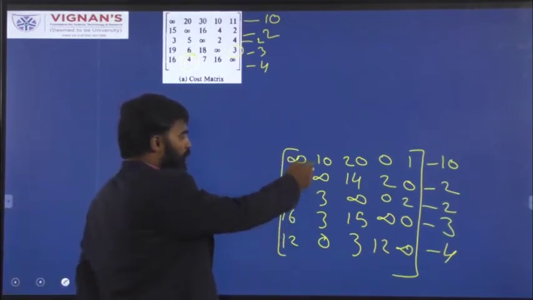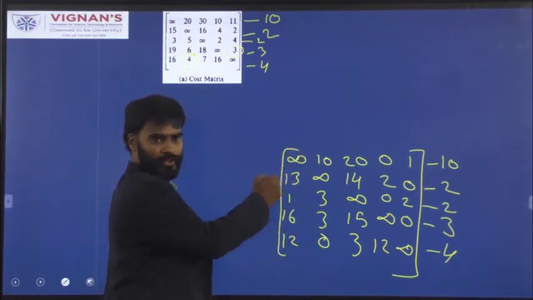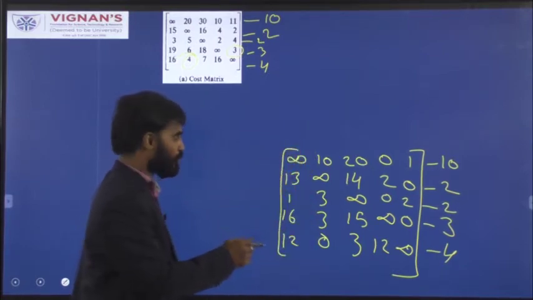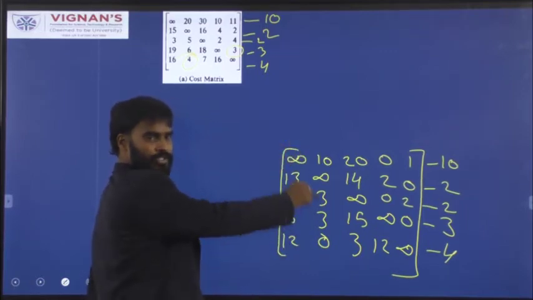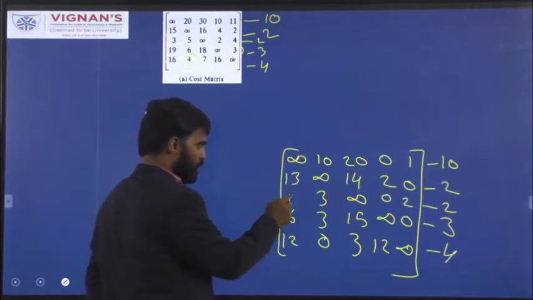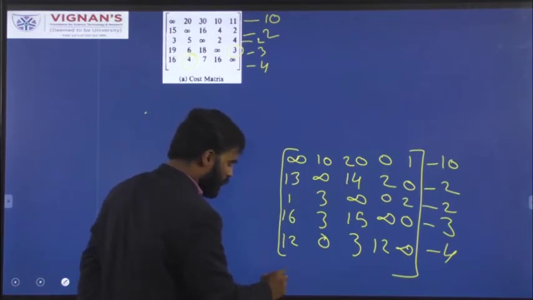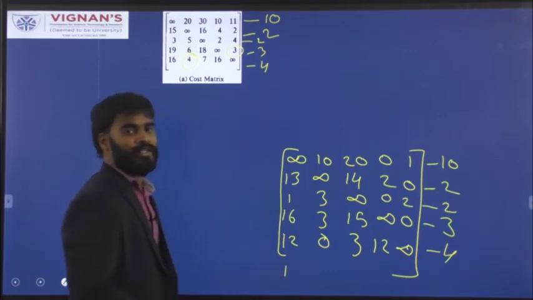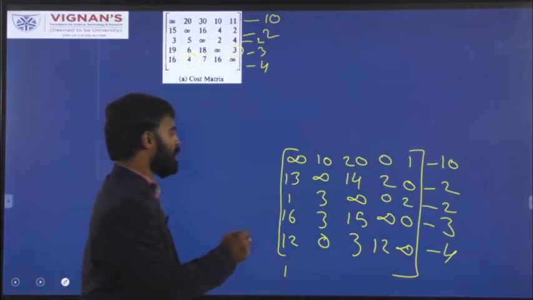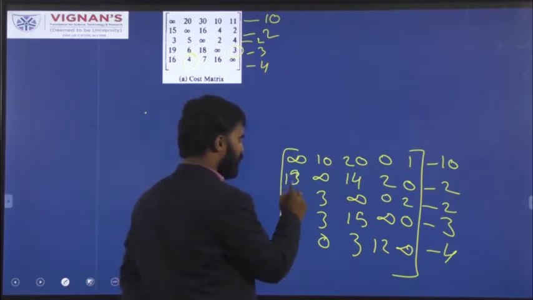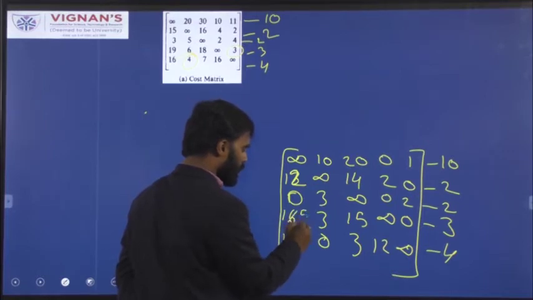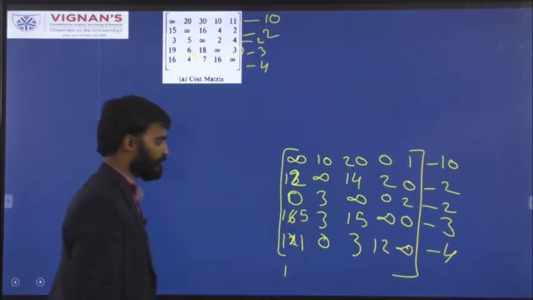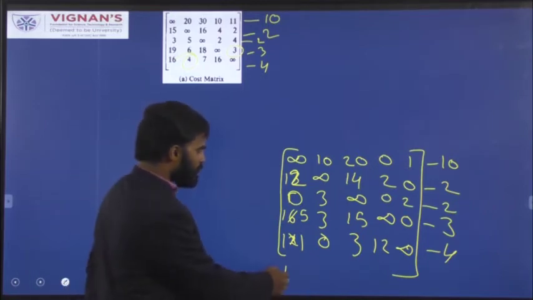So here this column does not have any zeros. Again, you have to reduce this column. The minimum element in this column is 1. Subtract 1 from all the elements. So it becomes 12, 0, 15, 11. Okay, so the cost of reduction is 1.